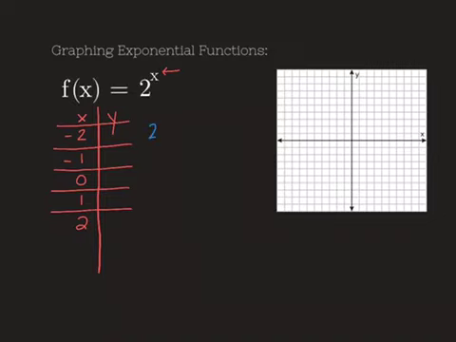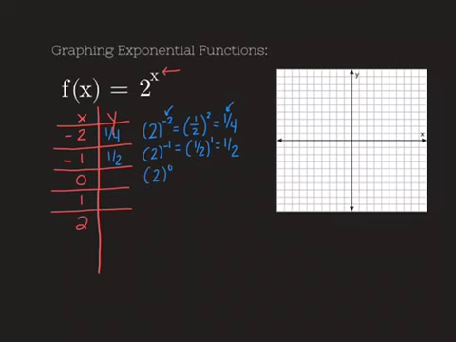So 2 to the -2nd, remember we flip that over, that would be 1/2 squared is equal to 1/4. So when x is -2, y is 1/4. Don't forget a negative exponent means it's a small number. Then we'll look at 2 to the -1st. Again, we flip that fraction over. So 1/2 to the 1st is just 1/2. And then we have 2 to the 0 power, which is 1.